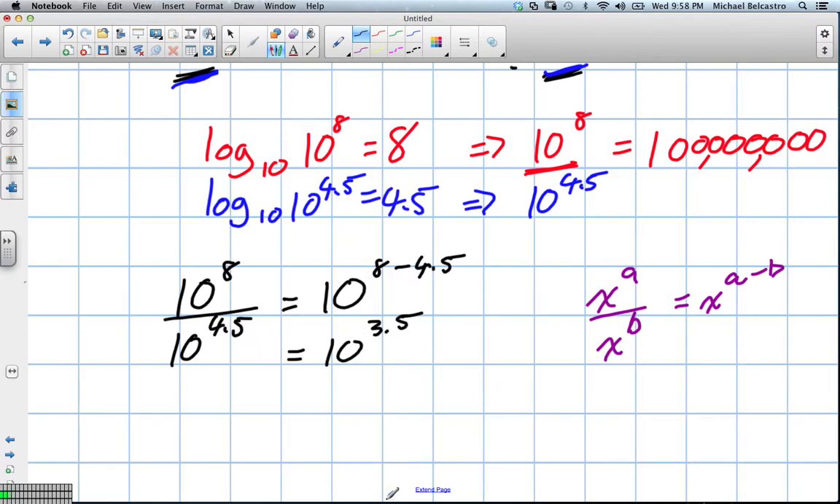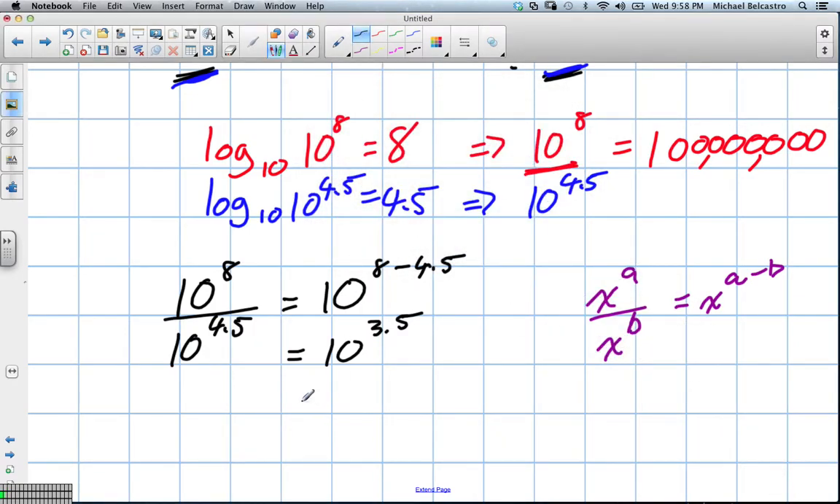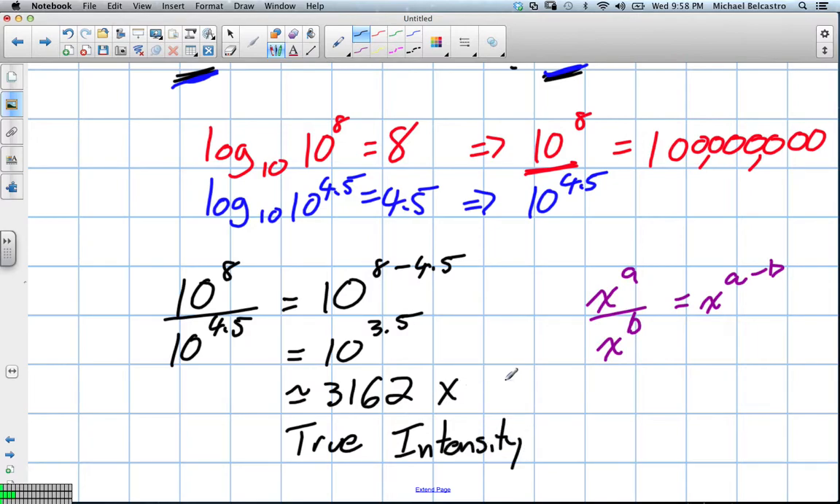Now that as a value we put in our calculator. 10 to the power of 3.5 equals 3162, roughly. Okay, so approximately 3162. So in true intensity, in terms of times stronger, an earthquake that is on the Richter scale of 8 compared to a 4.5 is 3,162 times stronger. Okay? Does that idea make sense?